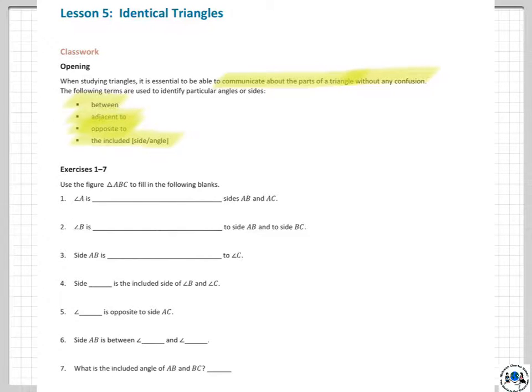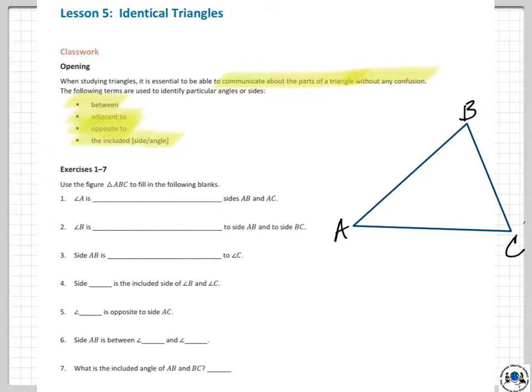You're going to use figure triangle ABC to fill in the following blanks once I give it to you. There it is, triangle ABC. Go ahead and see if you can fill in those blanks. There are 7 of them with these terms. Just give it a whirl, see what you can do. It might be a little confusing since it's your first time, so give it a try, pause, and come on back.